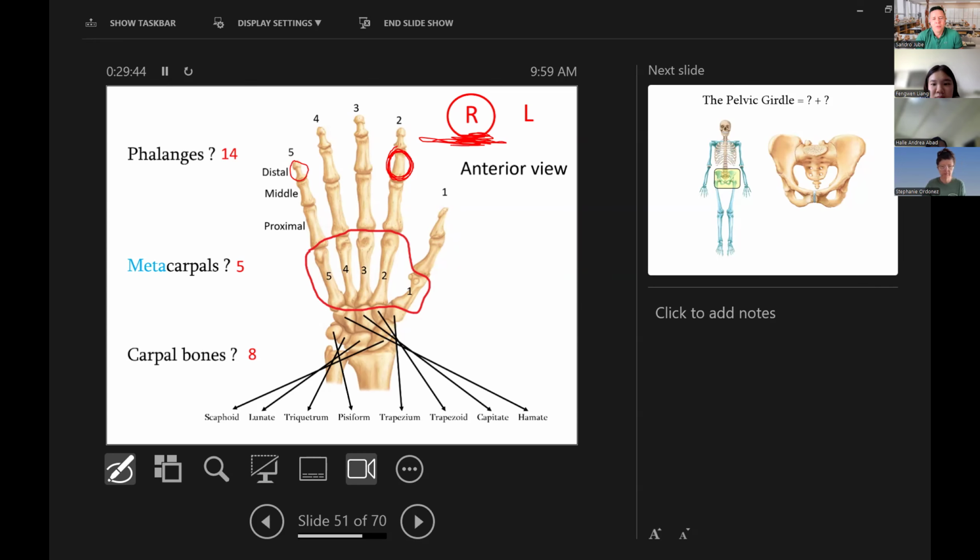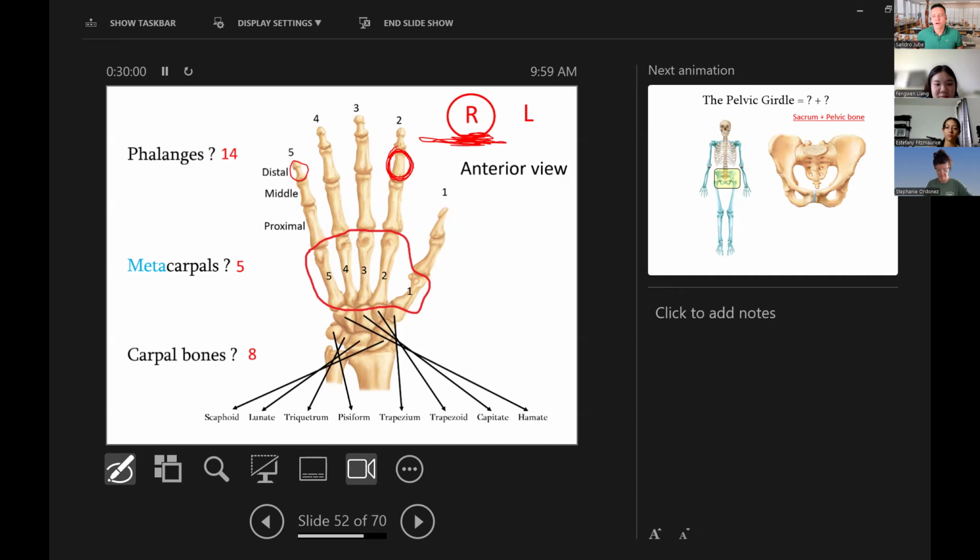Oh, I don't want to be wrong. Oh, right, number 2, middle phalanx. Absolutely. So this would be the right number 2 middle phalanx. Okay, thank you. All right, guys, moving on.